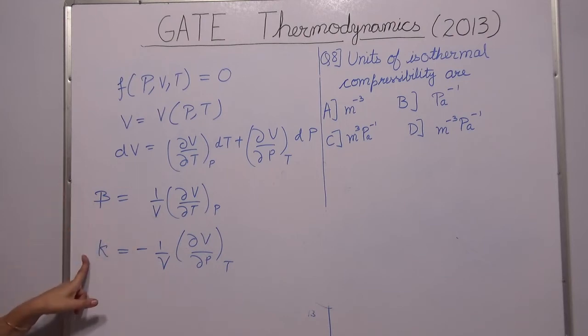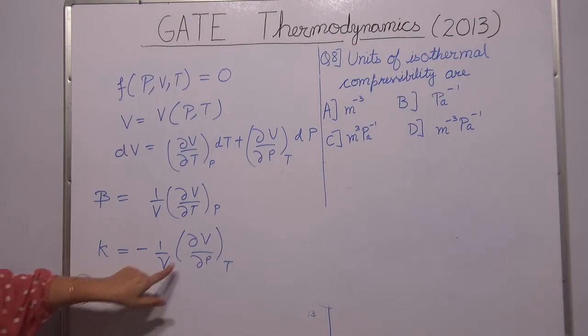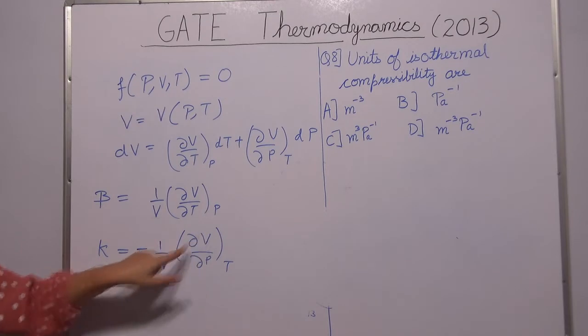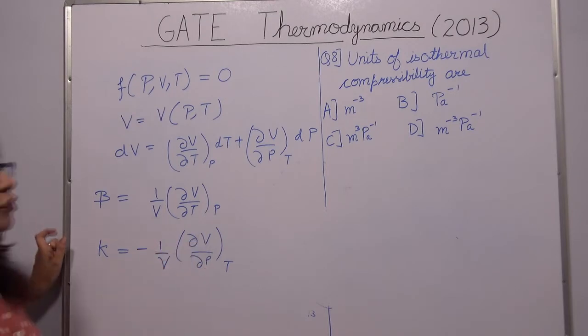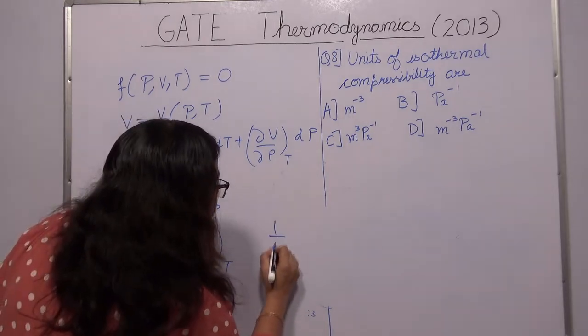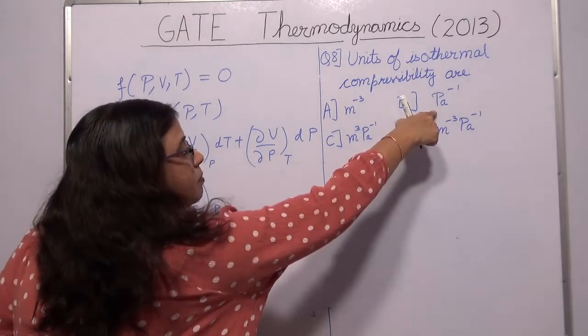Both these values you can find in books. They have been tabulated for various liquids. So in this question they have asked you what are the units of isothermal compressibility. So what you see is volume will get cancelled. Only the pressure is remaining in the denominator, so it will have units of 1 upon Pascal or per Pascal.